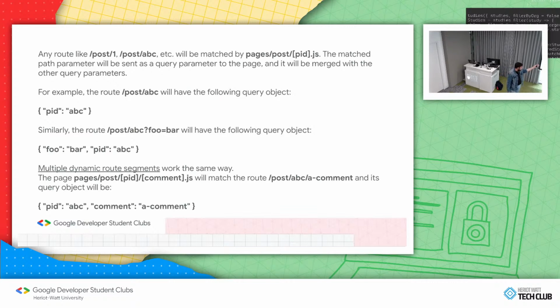And the second dynamic part was comment.js. So you can see it gives us an object with comment, and the value for the comment is whatever the URL match will return.